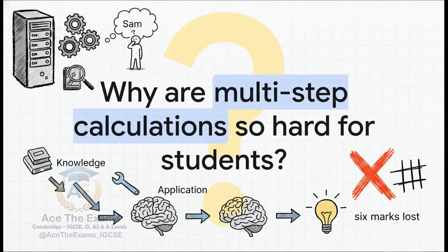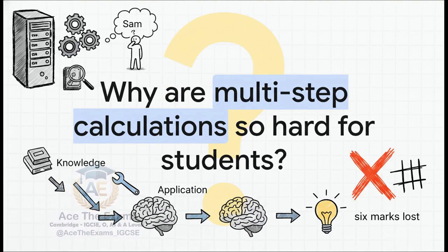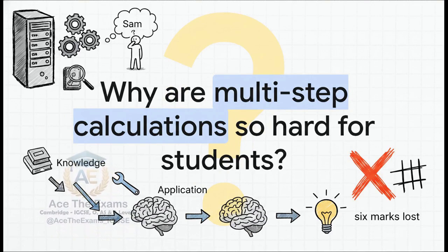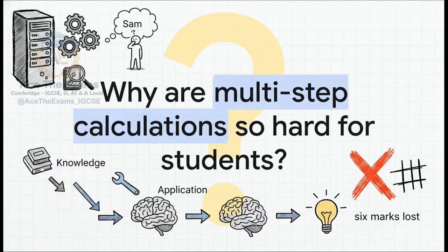Which brings us to a really critical question we need to unpack. Why do students find multi-step calculations and method marks so unbelievably hard? Think back to our student Sam from the beginning. Sam reads this highly complex scenario about a server's antivirus scanning rate and the physical size of a hard drive being formatted. Sam panics, tries to do the complex math entirely in their head to save time, scribbles down one single incorrect final number, and instantly loses all 6 marks.